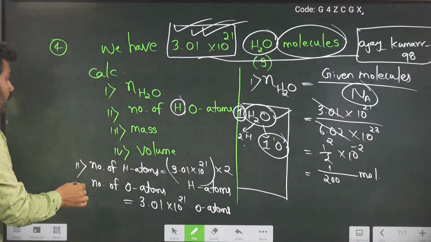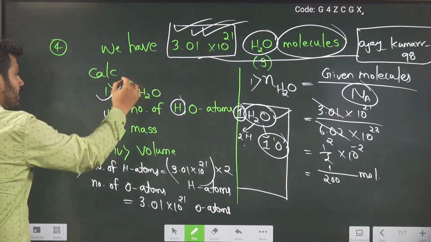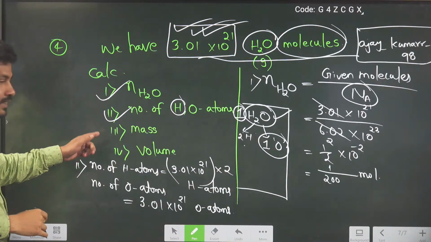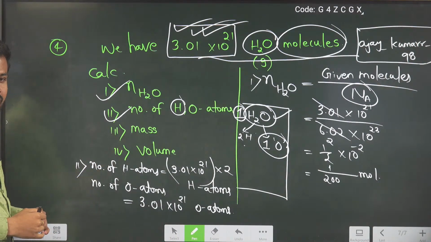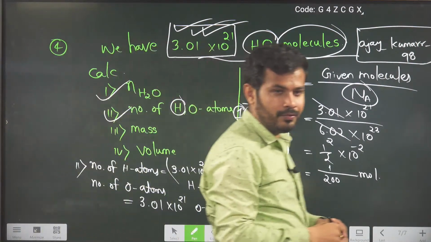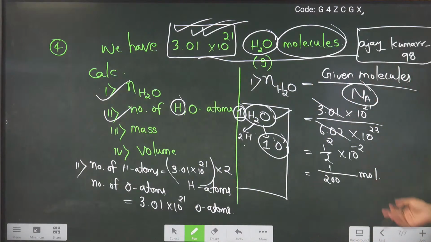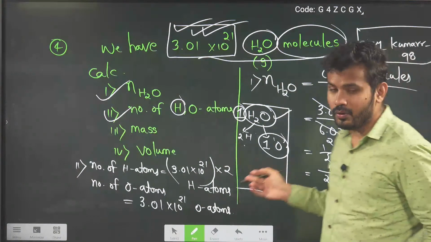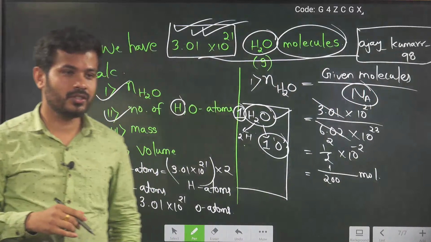Now you see, this is the second part of the question that we are done with. Third part, mass is asked, and fourth part, volume. Let me know if you are clear with this concept and make it noted, then we'll proceed with the next part of the question.